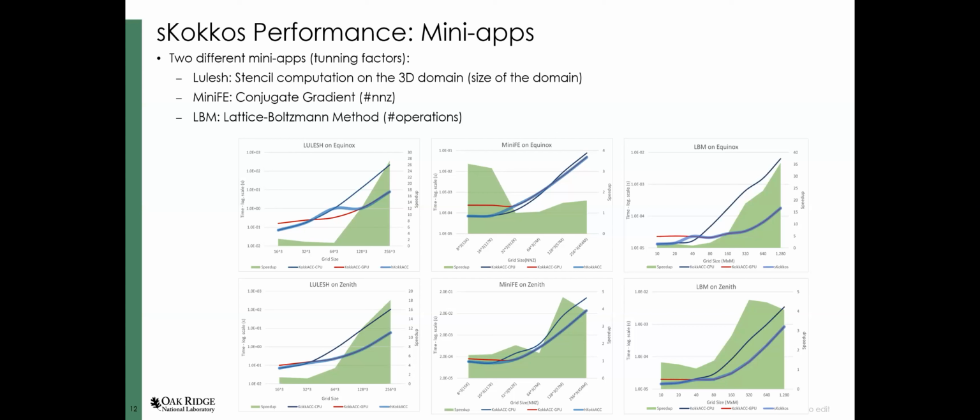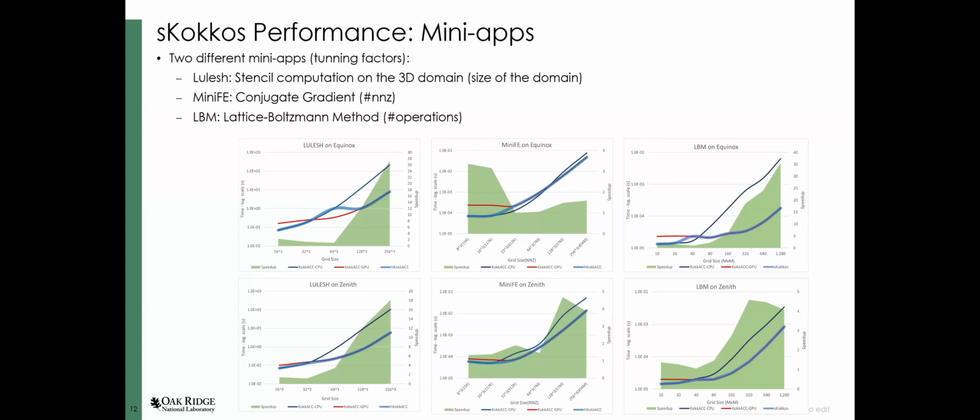miniFE is a finite element simulator for CFD. Basically, miniFE computes a conjugate gradient method using sparse matrices. In the conjugate gradient method, the main bottleneck is the matrix vector computation. As I said, we are using sparse matrices here. So the most important factor for this mini app is the number of non-zero elements.